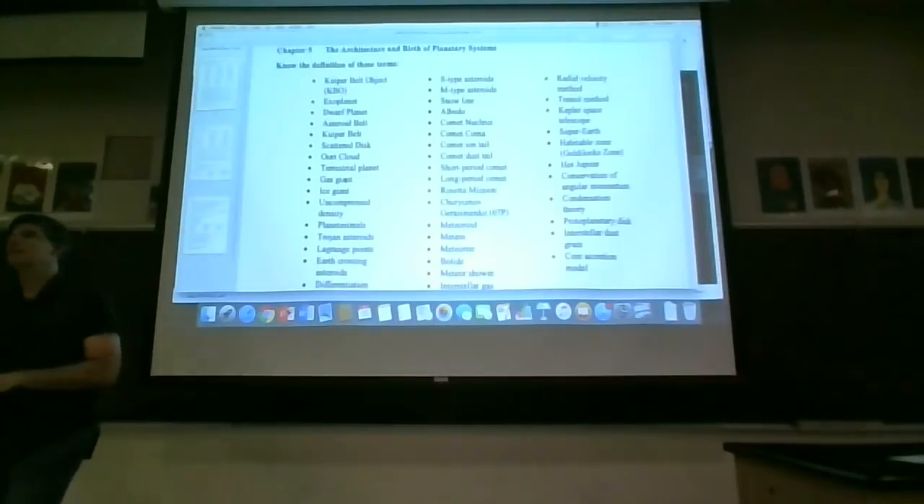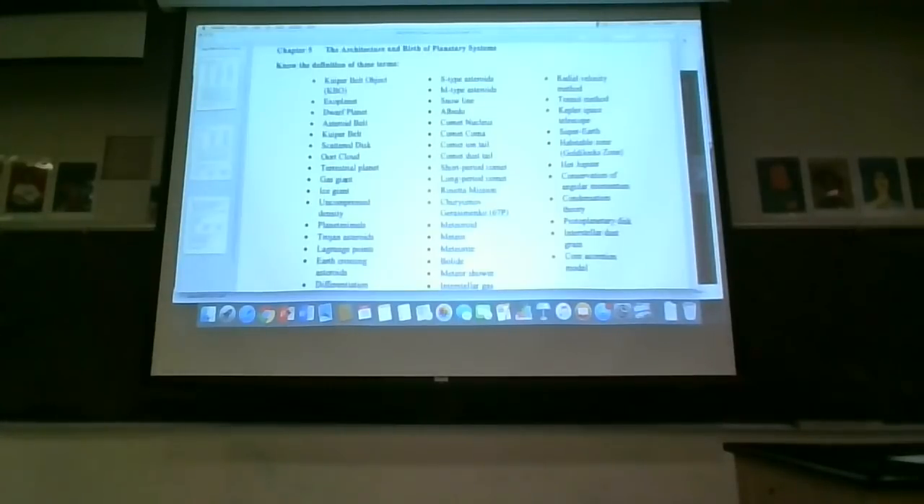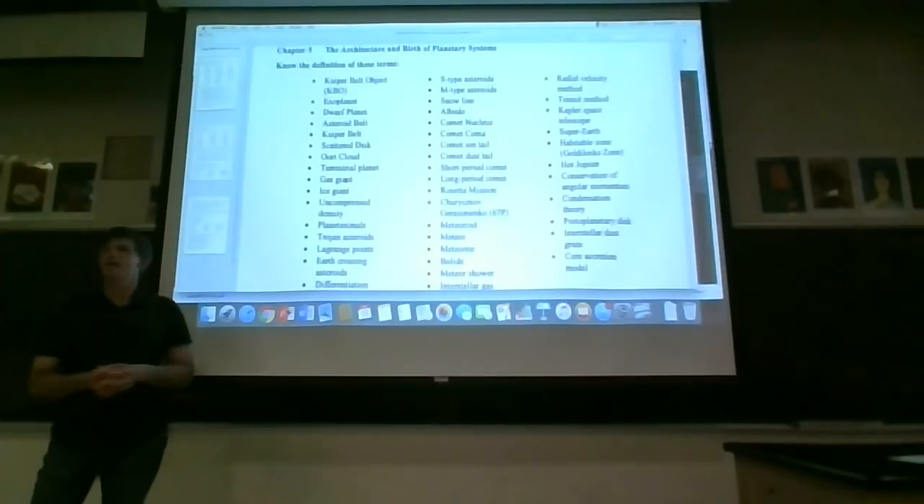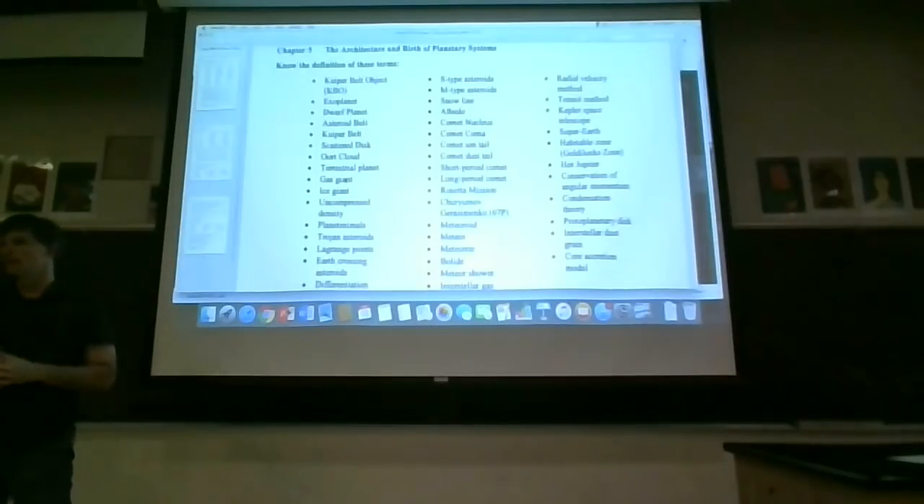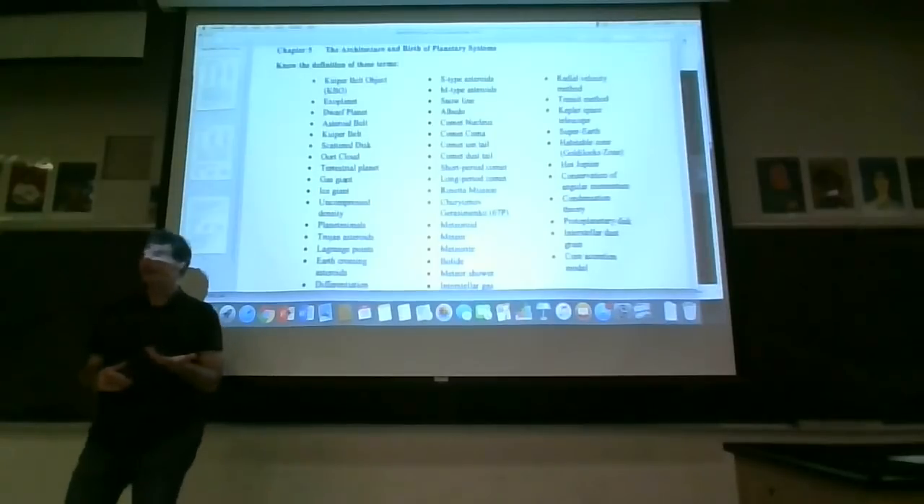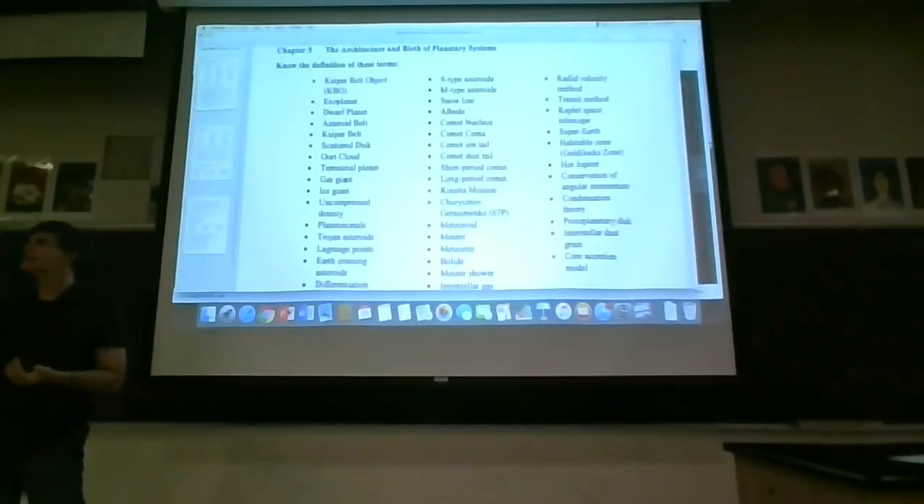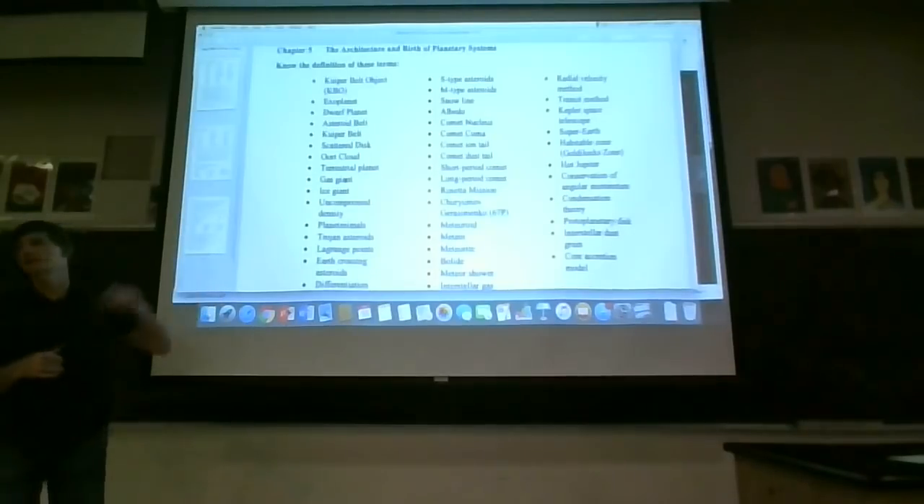Uncompressed density is the idea of the total mass divided by the total volume. And what we found out today is that the planets that are close to the sun have much higher densities. The planets that are further from the sun have much lower densities. Which planet has the lowest overall density? Saturn, right? It's kind of funny. Less than the density of water. All the others are greater, and definitely the terrestrial planets are much greater.